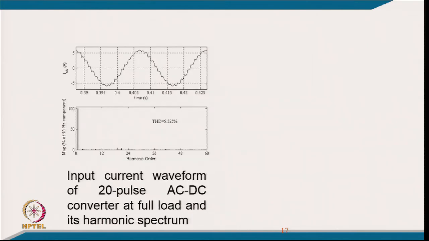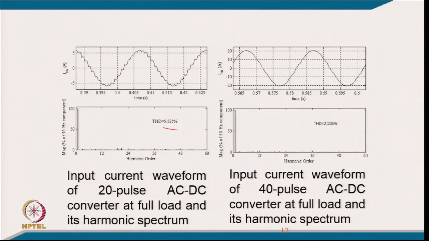And this is the THD you are getting, typically 5.5% of the current at light load condition, and at full load condition you are getting a THD of 2.23%. Of course, we are not considering the leakage reactance of the transformer substantially here, but you can adjust the leakage reactance and the THD can be reduced much lower, even below 5%, and we are typically considering only the capacitive filter.